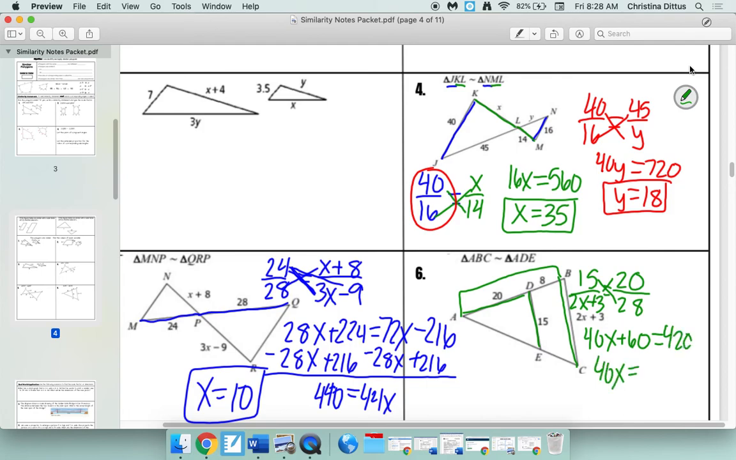Subtract your 60, 360, right? So x is how much?